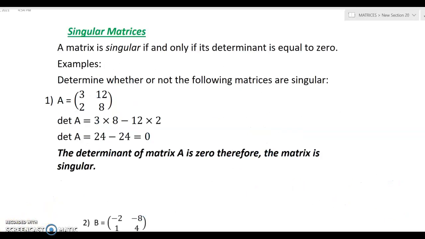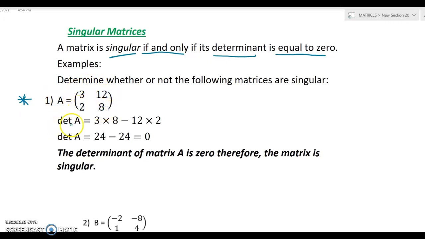Now we're looking at singular matrices. The reason I'm doing singular matrices in this video as well is because it ties closely with the determinant of a matrix. A matrix is singular if and only if its determinant is equal to 0. So if you work out the determinant of a matrix and it's 0, therefore it's a singular matrix. Looking at this example here, matrix A is 3, 12, 2, 8.